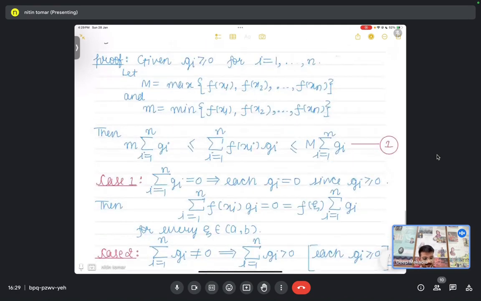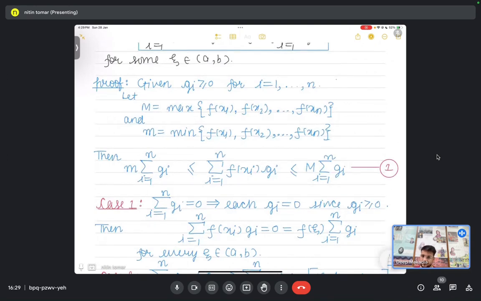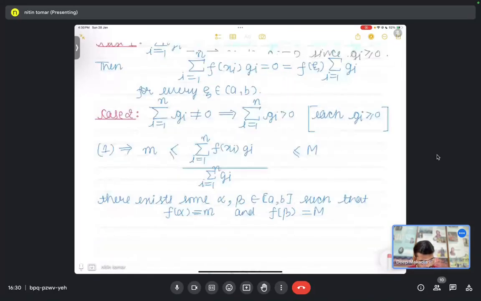Because this is a finite number of values, like f of x1, f of x2, all these are finite numbers. So their maximum will come from among these only, right? This will be equal to some f of xj. Am I correct? The maximum of n numbers will come from this only, right? Because this is a finite set. Am I clear? Yeah. So similarly it goes with the minimum also.